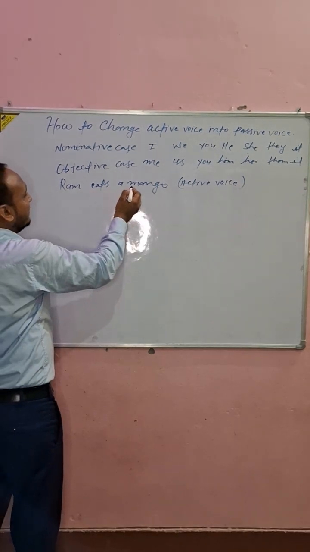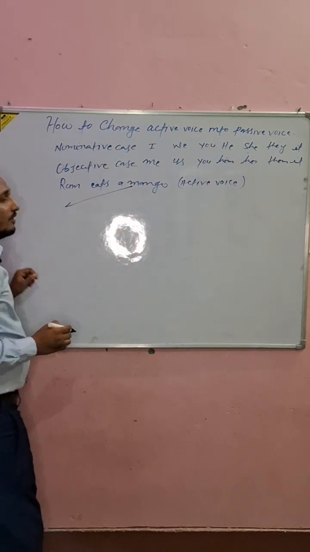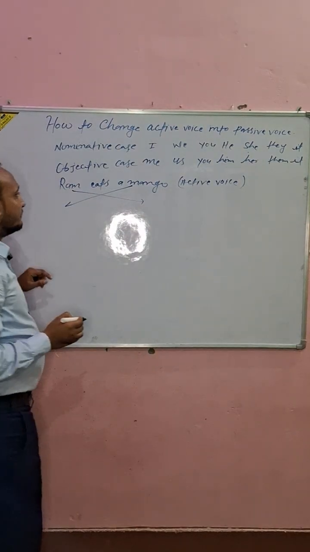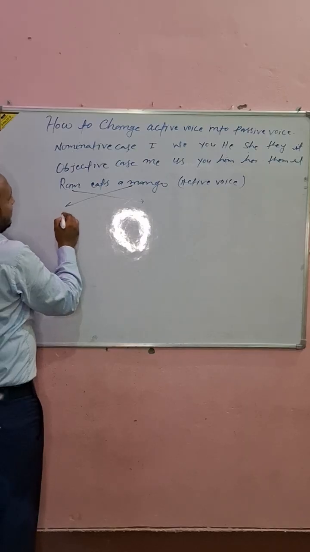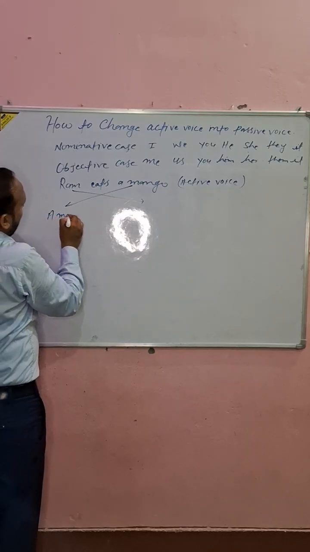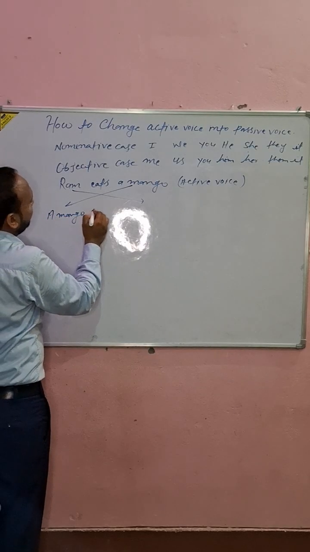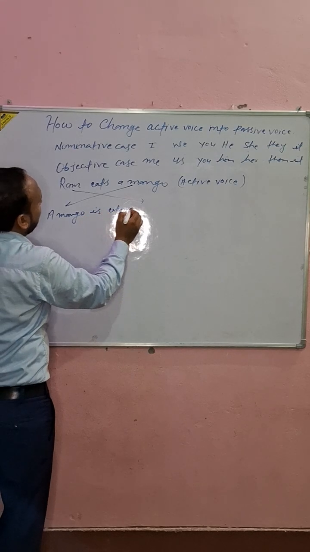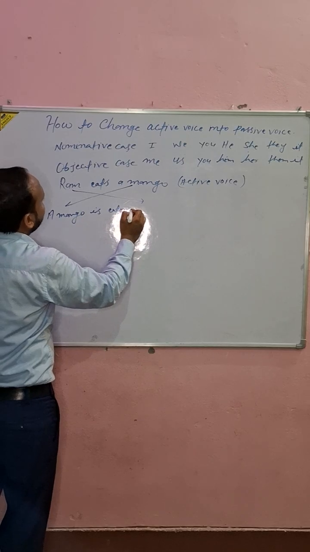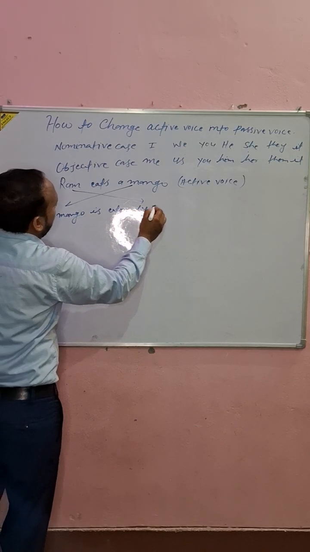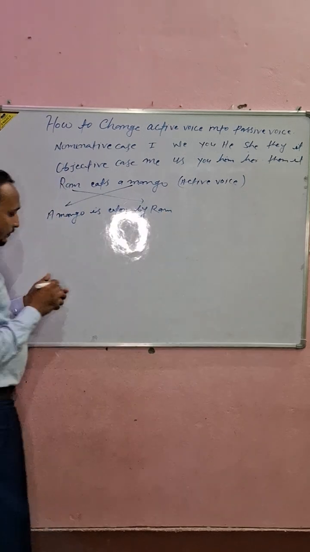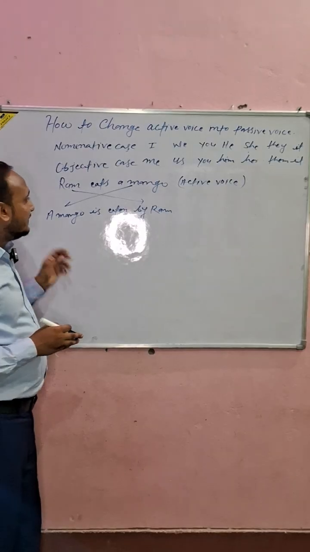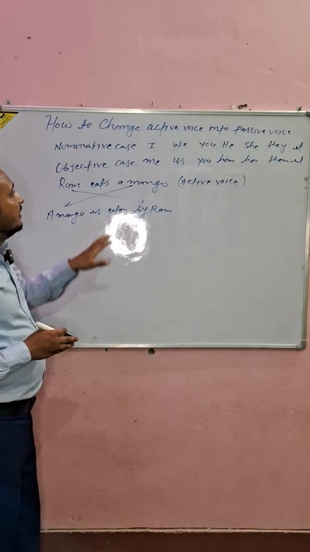We change it like this. This is known as the cross method. A mango is eaten by Ram. So basically, what is the cross method? In this way, we change.